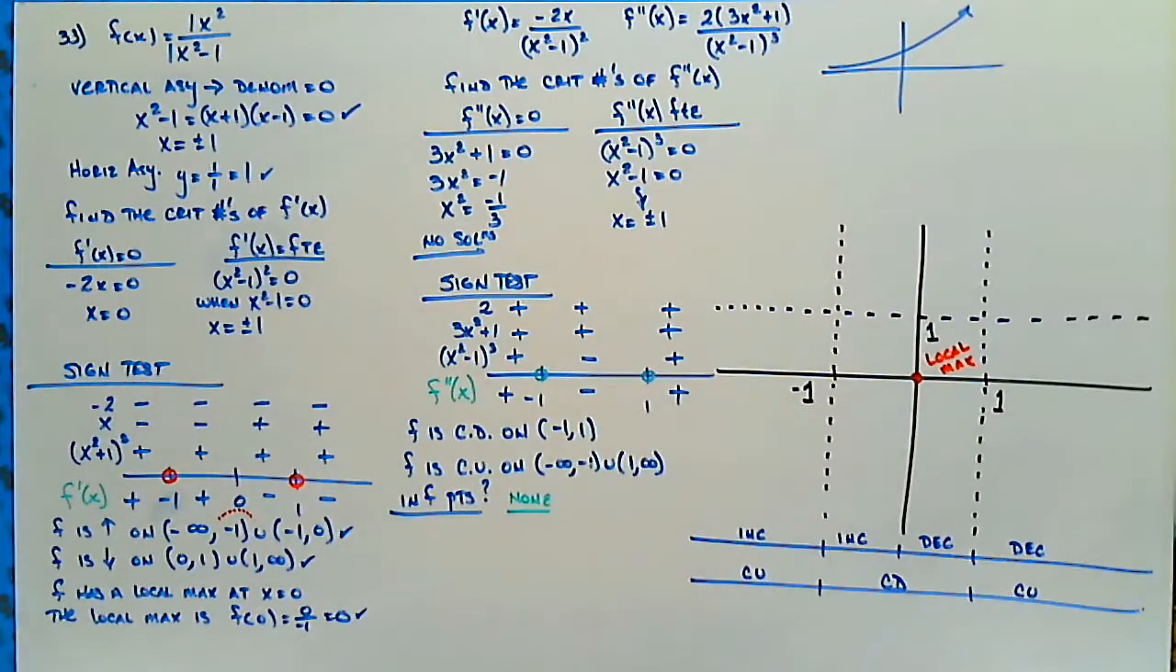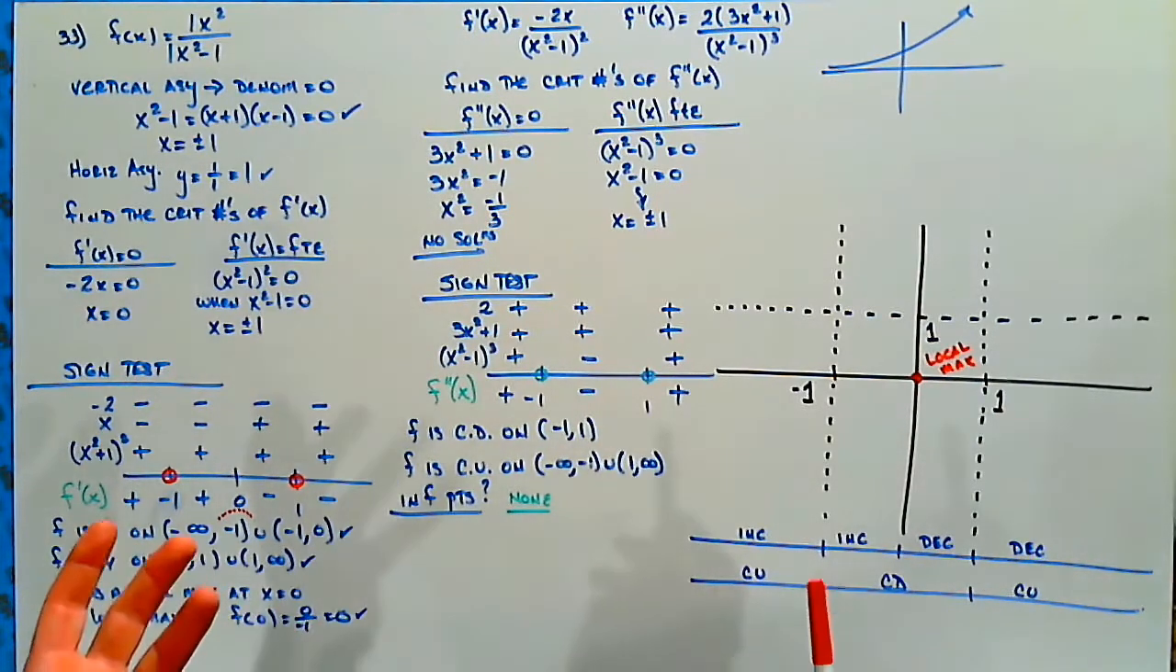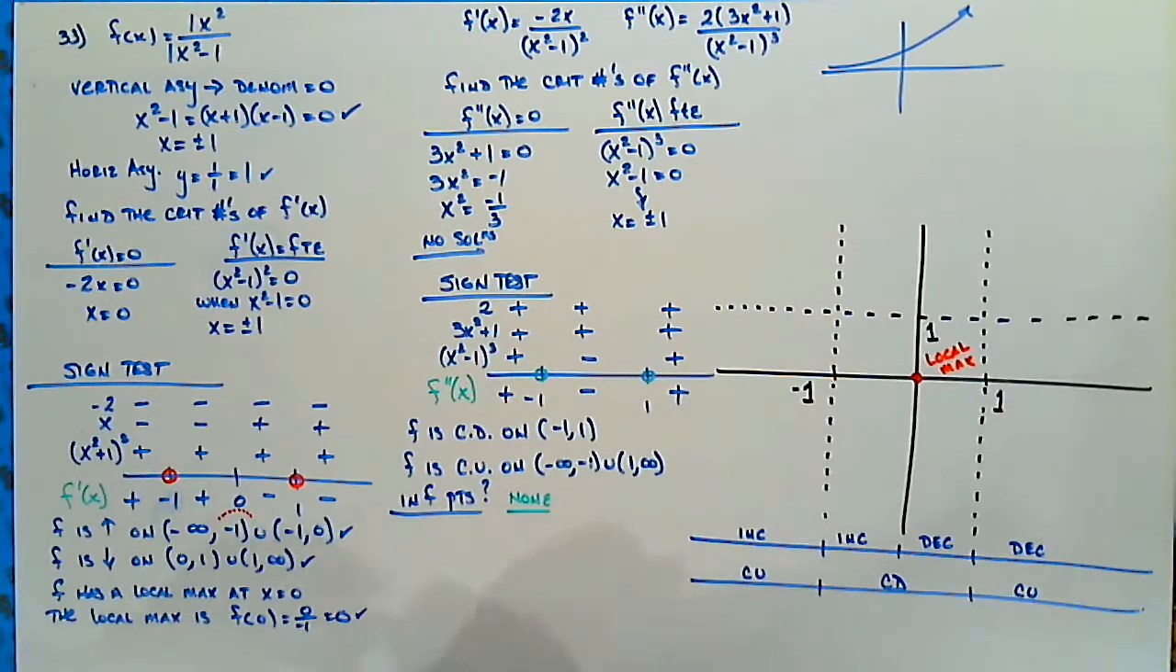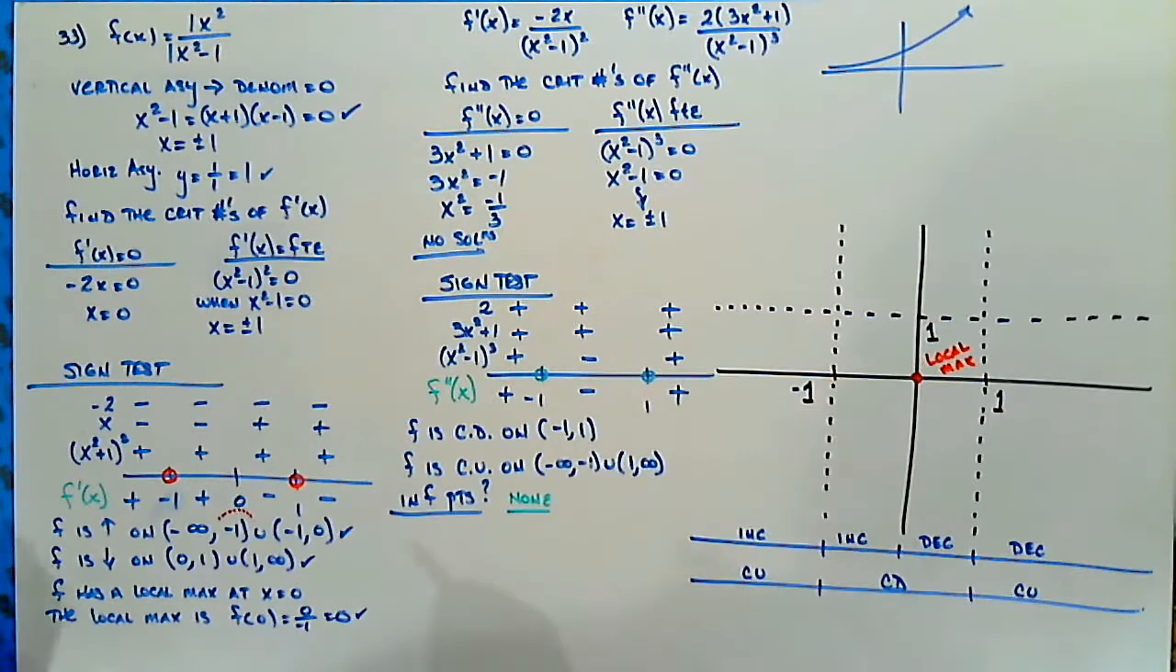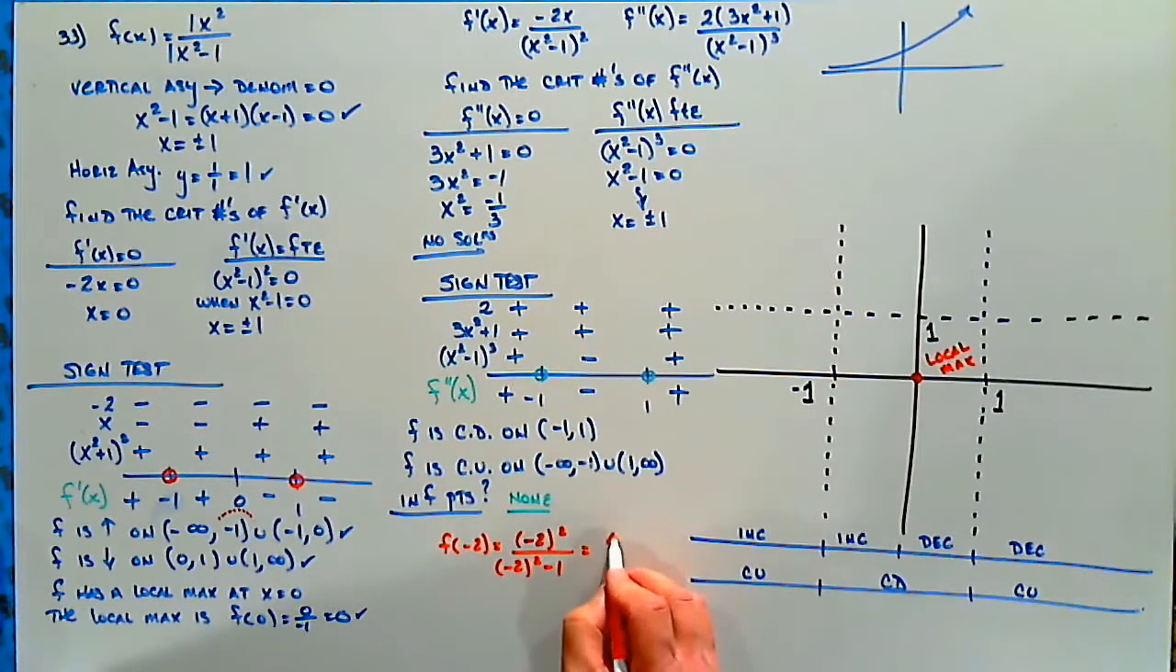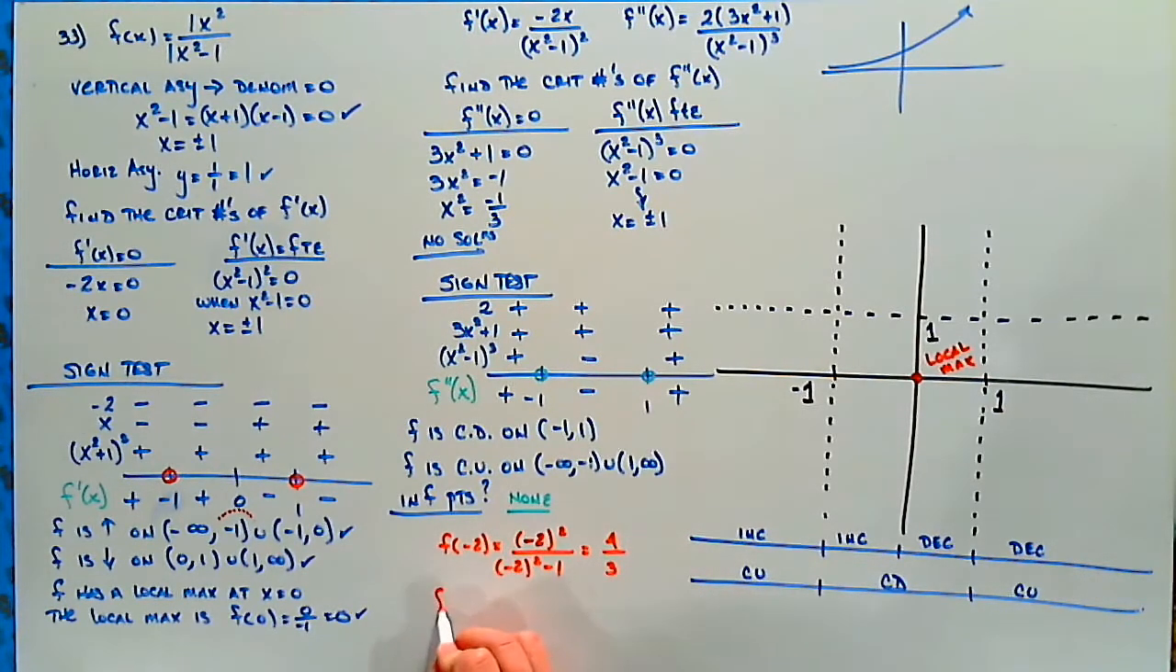So what does our graph look like? How are we going to draw our graph? We don't have very many points. We have one dot. Now, what would you do? I think a good idea would be to put in some more points. Let's plug in negative 2 and see what happens. Let's just do some scratch work. What's f of negative 2? Well, f of negative 2 is negative 2 squared divided by negative 2 squared minus 1. Negative 2 squared is going to be 4. 4 minus 1 is going to be 3. Correct. 4/3.